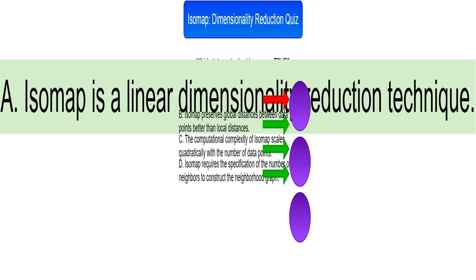This is approximately true. The time Isomap takes to run increases roughly with the square of the number of data points, n squared. It's not exactly quadratic, but close enough for a multiple-choice question. Imagine how much longer it takes to sort a list of 100 names versus 10.